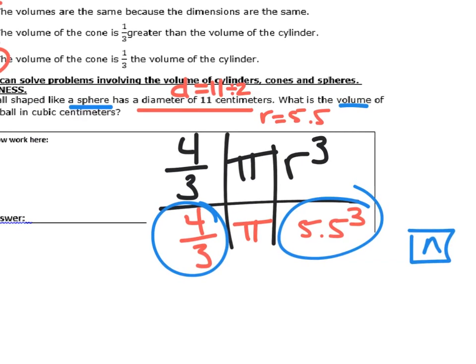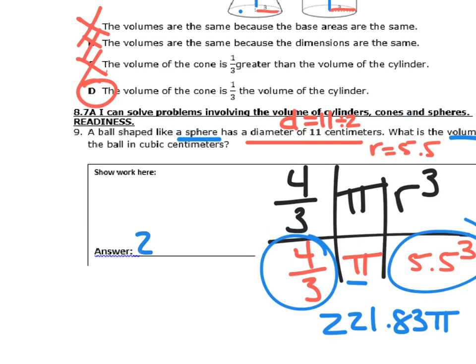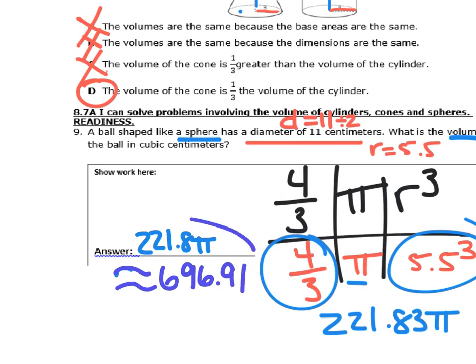And I end up with 221.83. Still have the pi, so I can write that for my answer. 221.83 pi, which is approximately, so now I'm actually going to multiply that times pi using my pi button, 696.91. That's my approximate answer.